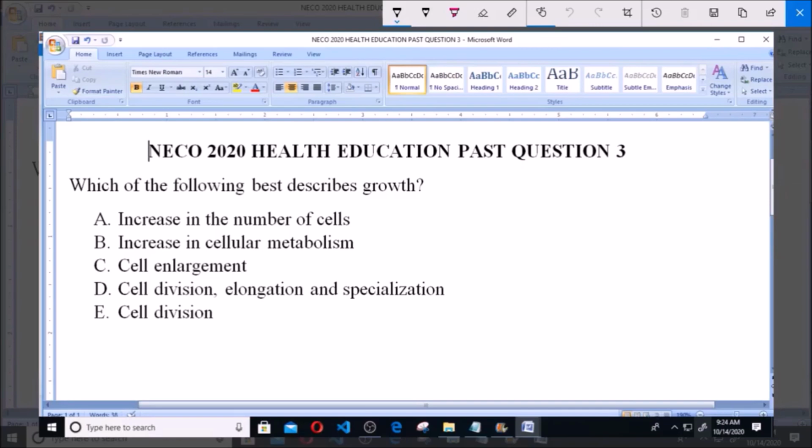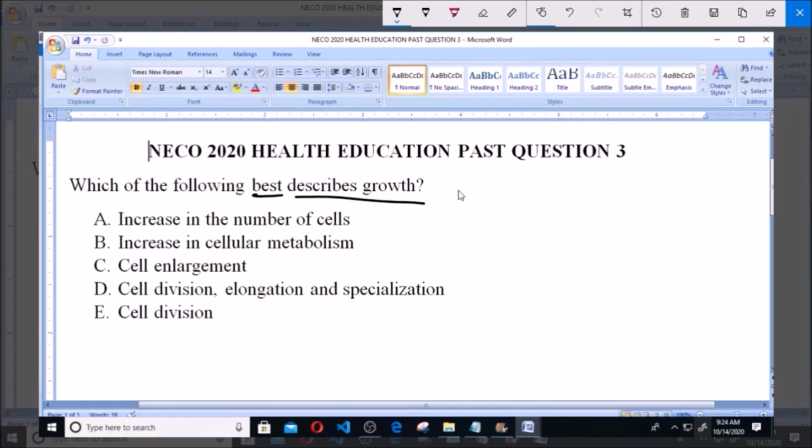Which of the following best describes growth? A. Increase in number of cells. B. Increase in cellular metabolism. C. Cell enlargement. D. Cell division, elongation and specialization. And E. Cell division. Now the question is, which of the following best describes growth?